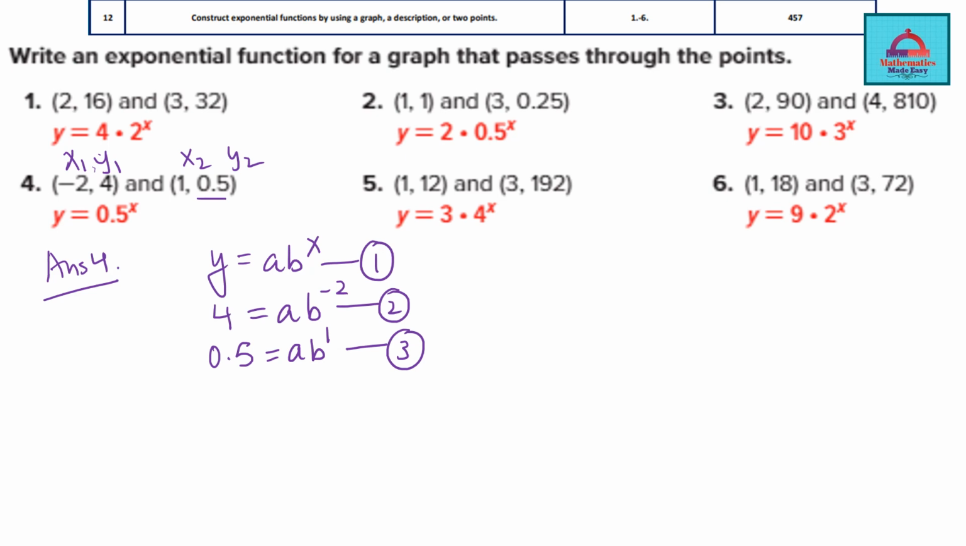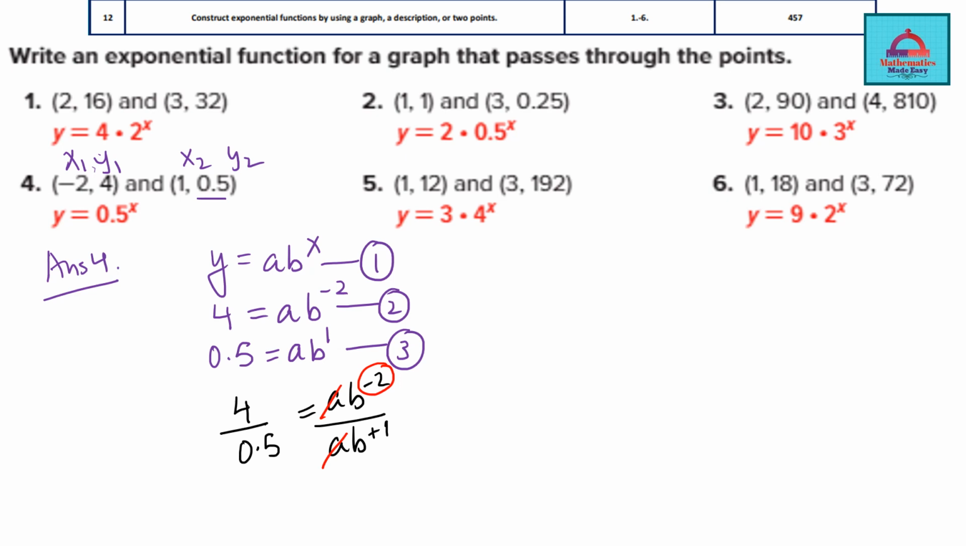Okay, again I'm going to do the same method. I'm going to divide them. So 4 divided by 0.5 is equal to a b to the power minus 2 over a b to the power... sorry, this is plus 1. So I'm going to cancel a with a, and look here carefully, a little bit of exponents I'm going to use here. Now this is power negative.